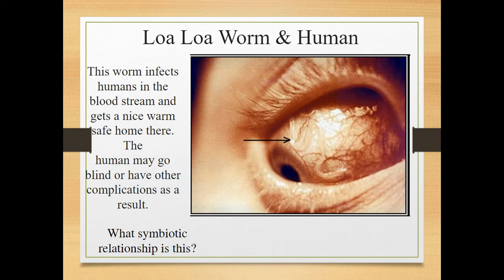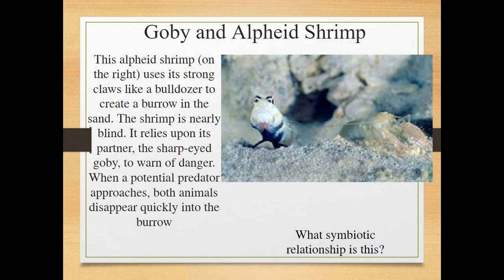This one's a little gross, guys. This is the Loa loa worm, I think is how you say it, and the human eye. This worm infects the human's eye in the bloodstream and gets a nice safe home there. The human may go blind or have other complications. What do you think this is? It's parasitism, and I'll quickly change it so you don't have to look at it anymore. Right? It's hurting the human eye, but the worm gets a nice place to live.